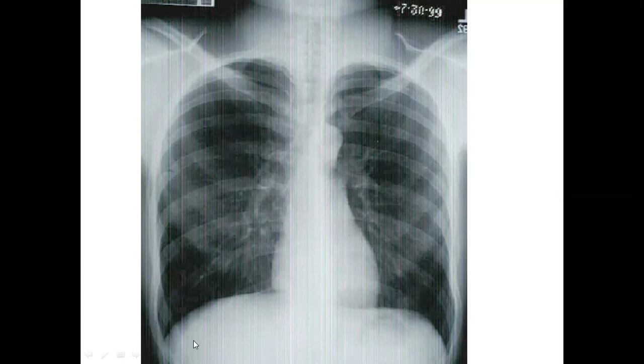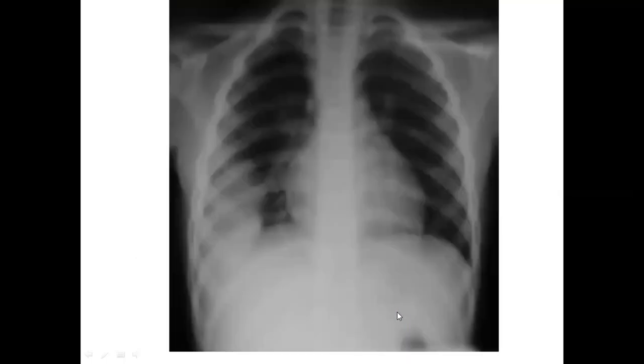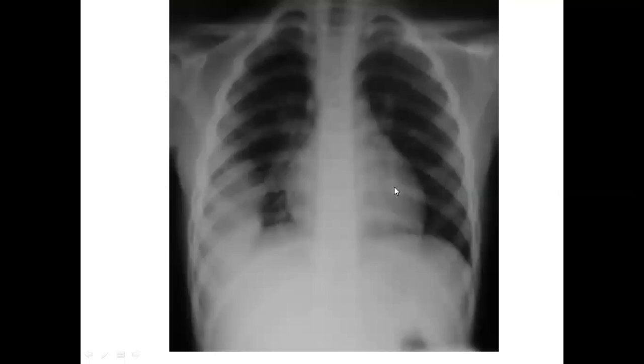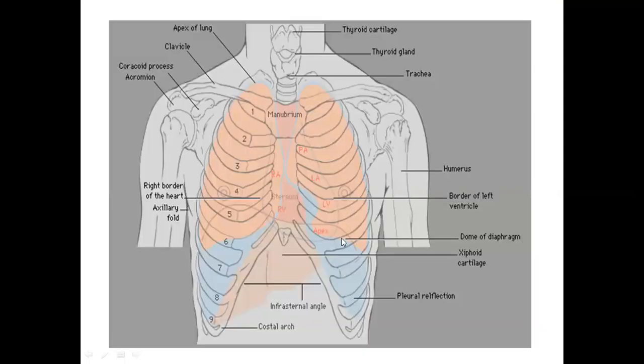This is the costophrenic angle. The costophrenic angle is seen at the corners of the X-ray. This is the right costophrenic angle, that means between the rib and diaphragm. We have the right costophrenic and left costophrenic angle. So this is the PA view, which is very clear, and this is the AP view, which is not so clear, and I have just now shown you the two comparative pictures.